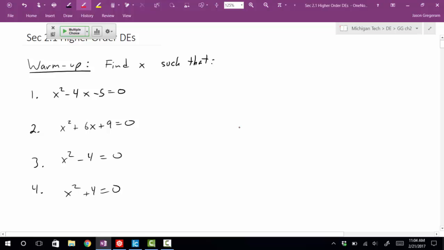All right, let's take a look at the warm-up. The warm-up has us finding the values of x to solve the equations. Essentially, we're finding the roots of some polynomials.